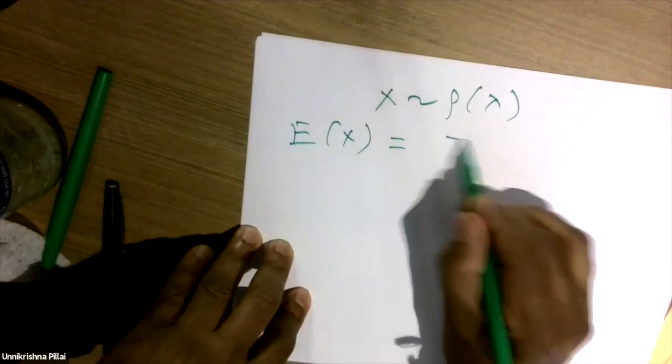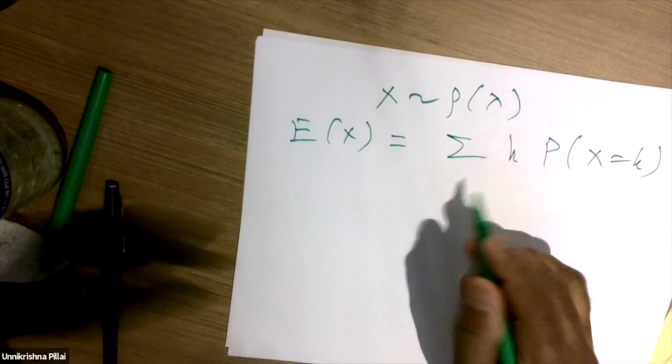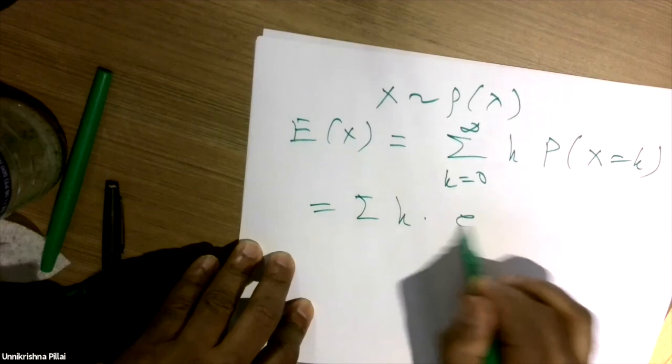So expected value of X is k multiplied by probability of X equal to k. K goes from 0 through infinity. Lambda to the power k over k factorial.